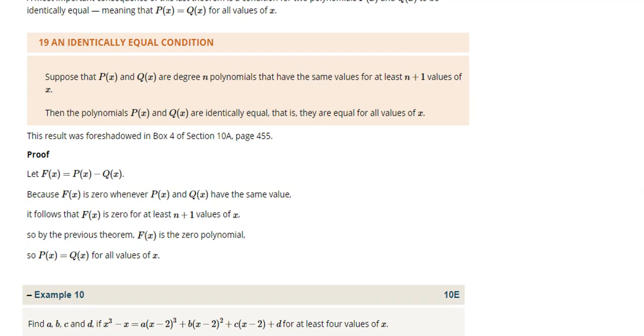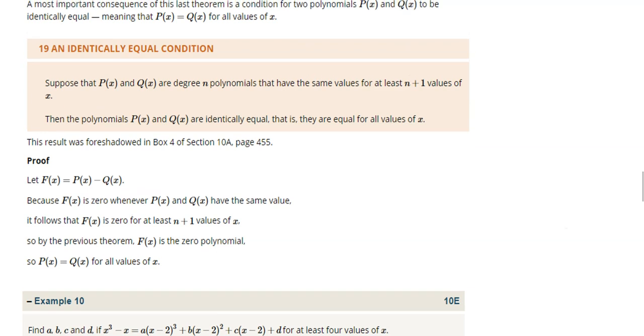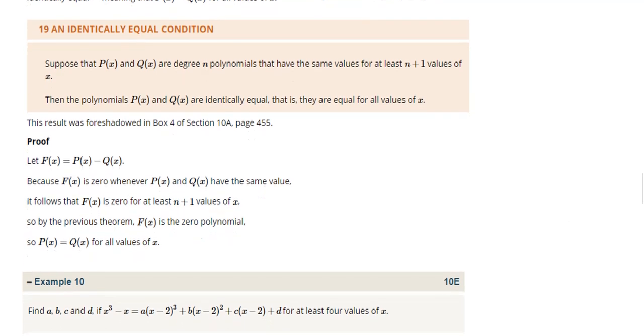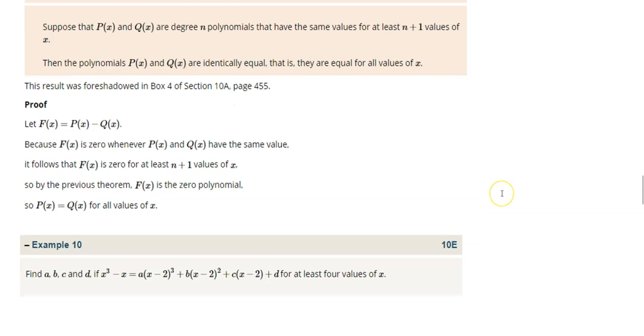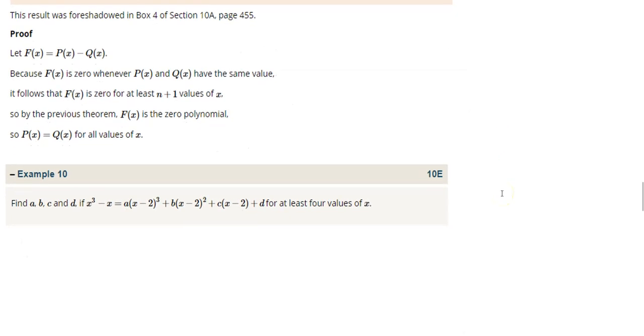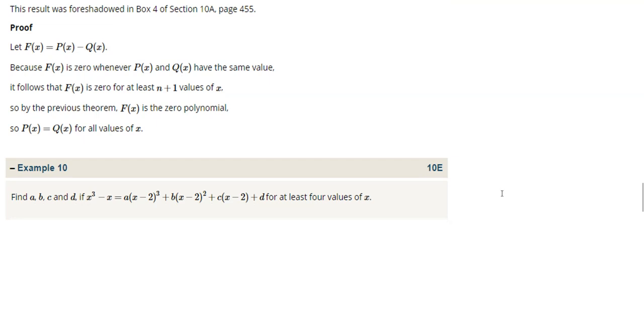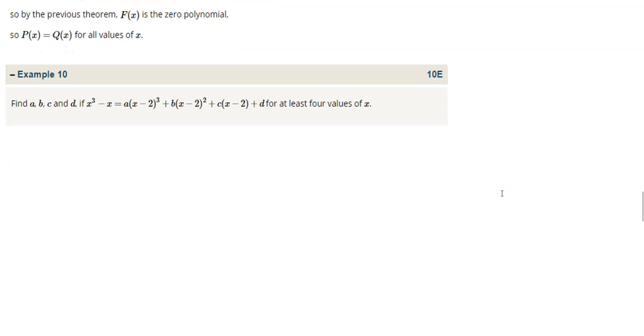Suppose p of x and q of x are degree n polynomials that have the same values for at least n plus 1 values of x. Then the polynomials p of x and q of x must be identically equal. That is, they're equal for all values. The result was foreshadowed in box 4 of section 10a. They have the proof of it, but I'm just going to continue on.